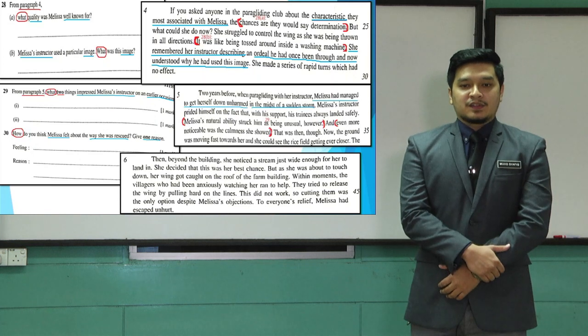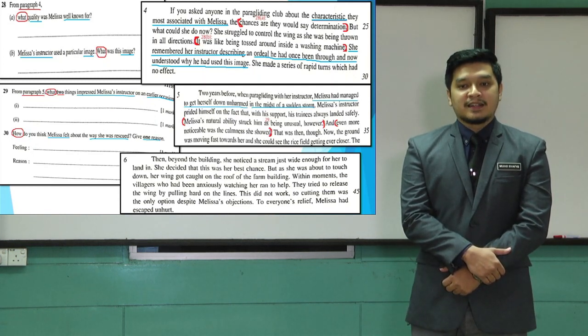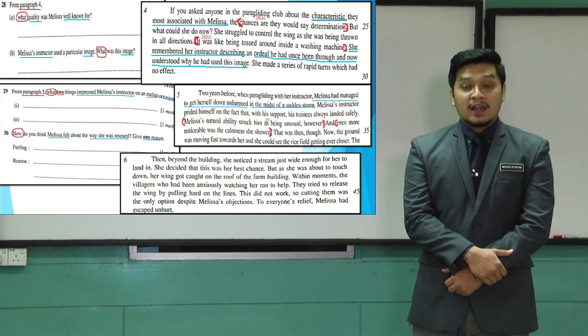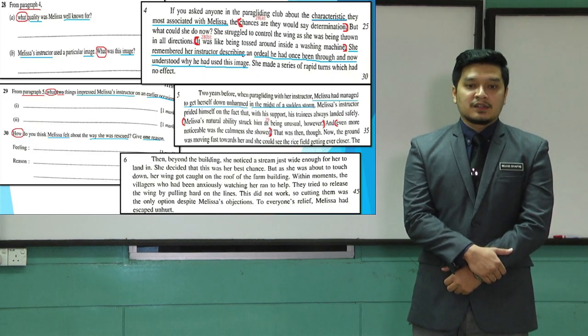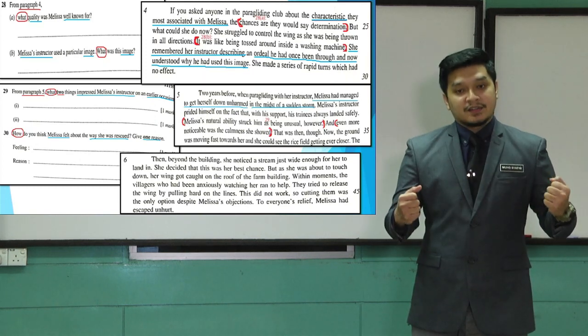But as she was about to touch down, her wing got caught on the roof of the farm building. Okay, we know that she was stuck on the roof. Within moments, the villagers who had been anxiously watching her ran to help. She was lucky because the villagers were there to help her. They tried to release the wing by pulling hard on the lines. Okay, so they tried to help Melissa by pulling hard on the lines.